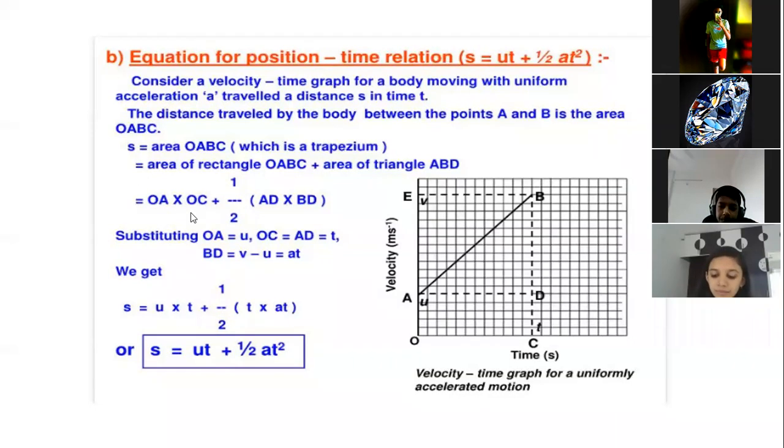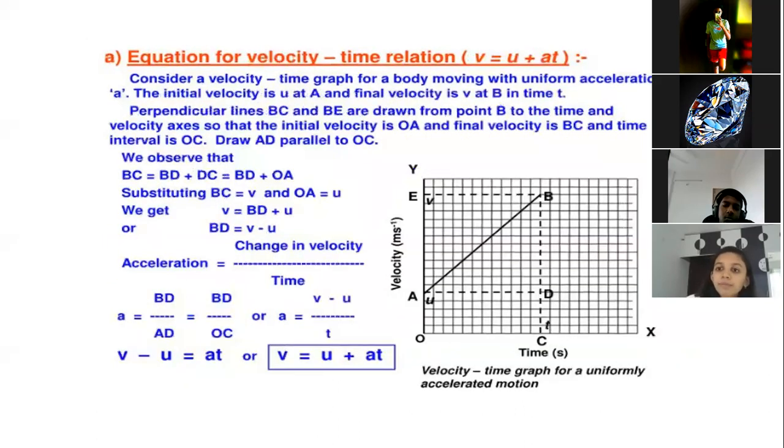So your initial velocity into time, just see the rectangle part. Initial velocity with time, plus half. What is your AD? AD is again time, because OC is time and AD is time, since both of them are parallel. So AD is time into BD. BD we have already found out earlier. What is your BD here? Can you see here BD? a is equal to BD by AD. So AD is t. So BD is equal to at. Can you see here?